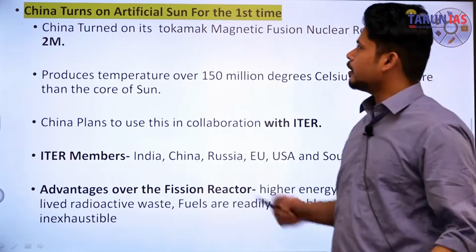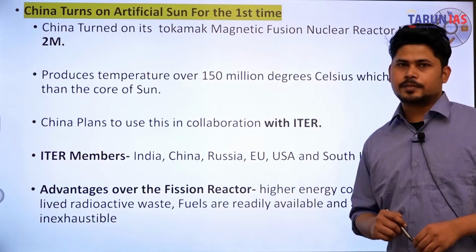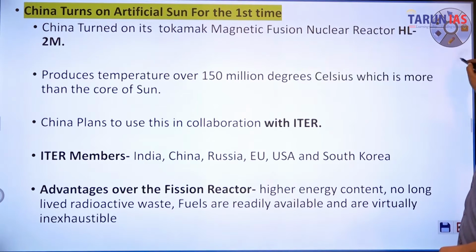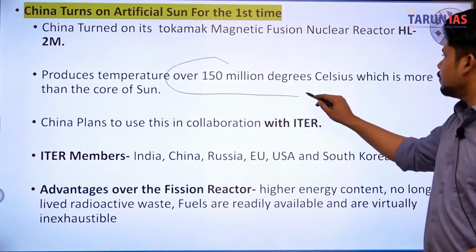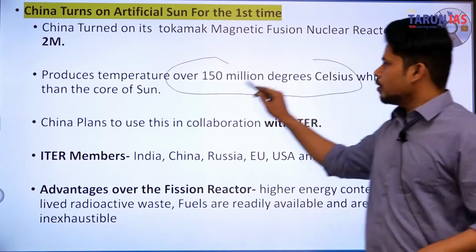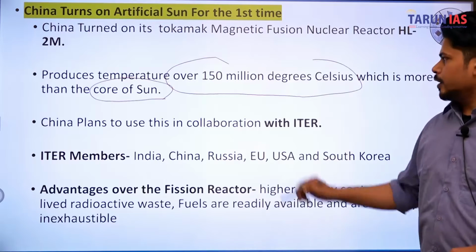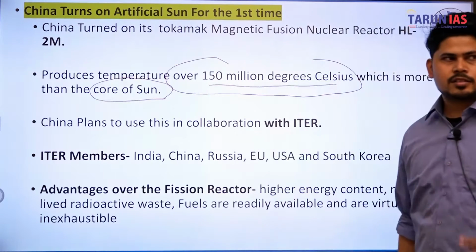First important news is China turns on artificial sun for the first time. ठीक है? Artificial sun क्यों कहते हैं इसको? Like why is it being called artificial sun? Because it produces temperature over 150 million degrees Celsius, which is more than the core of the sun. This is very important because it produces temperature even higher than the sun.